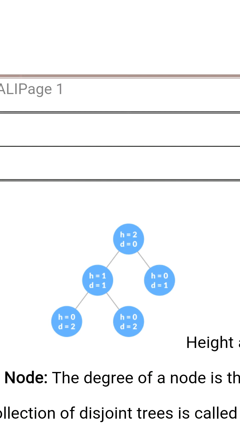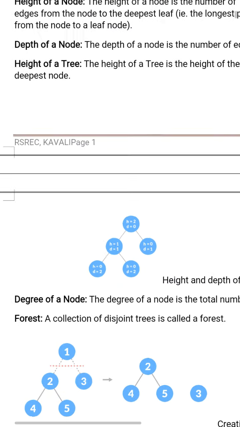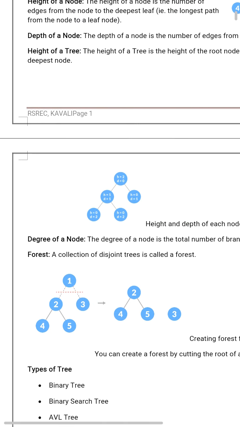So that means this is the second level. So d equal to 2, d equal to 2. Next we go to another level, h equal to 1 and d equal to 1. Okay, and the next level h equal to 2. So like this we are calculating the height and depth of each node.